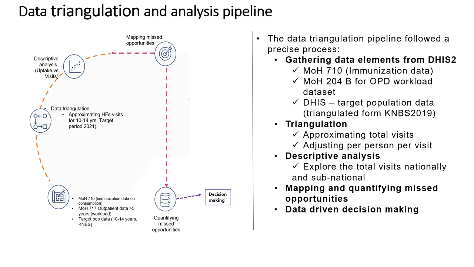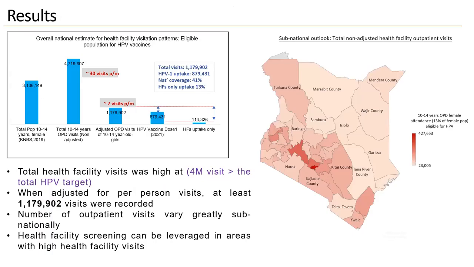And so we try to adjust so that we can get approximate per person per visit during that period. And then we conducted descriptive analysis, where we explored the total visits nationally and also looked at them subnationally. And then finally, quantifying the missed opportunities and using these to make some data-driven decisions.